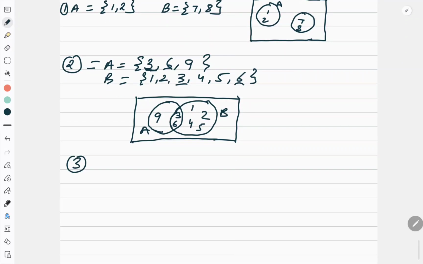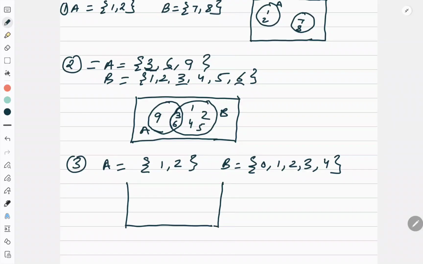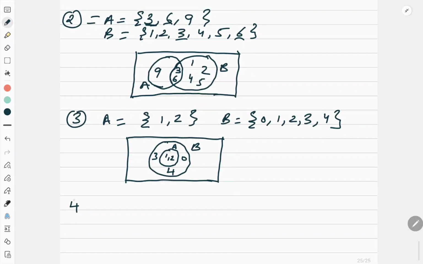Okay, now the third category is, suppose you have A is equal to {1, 2} and B is equal to {0, 1, 2, 3, 4}. So how will you represent this situation? You will take this. Now B being big, I'll write B. Now A is a smaller one. I'll put A like this, with 1 and 2, and 0, 3 and 4 in B. Right?